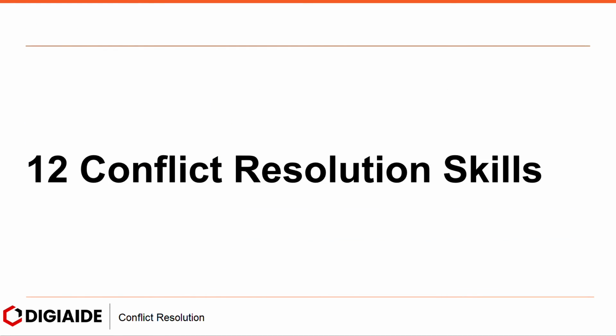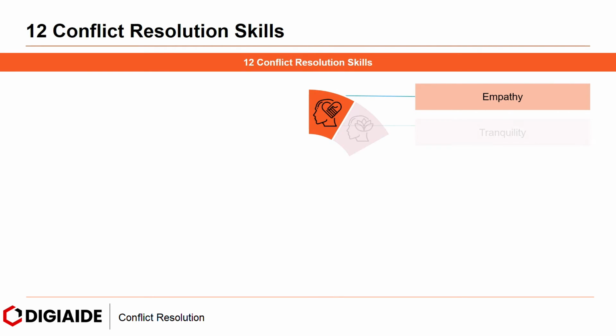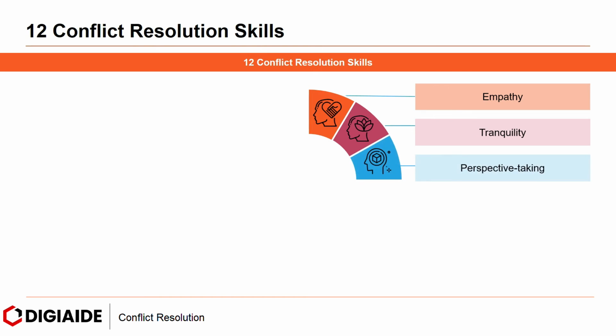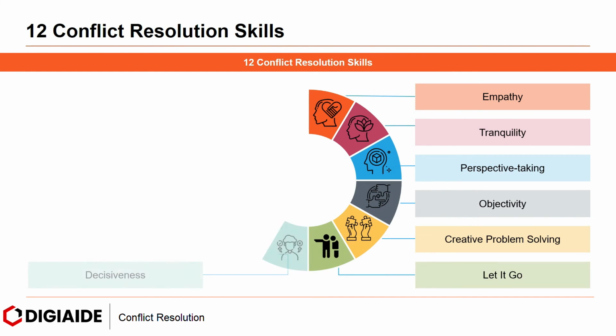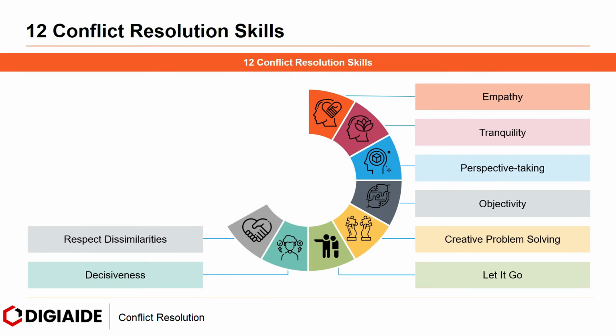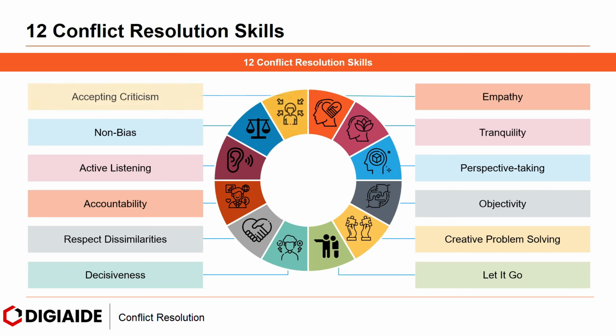And finally, 12 conflict resolution skills. First, empathy. Next, tranquility, perspective taking, objectivity, creative problem solving, letting it go, decisiveness, respect dissimilarities, accountability, active listening, non-bias, and the most important, accepting criticism.